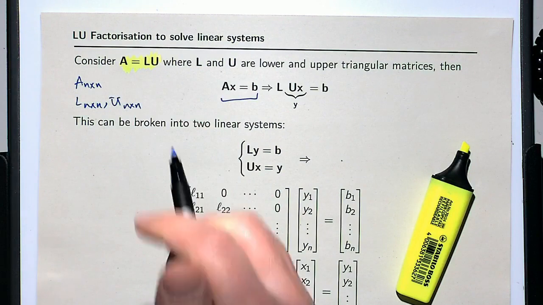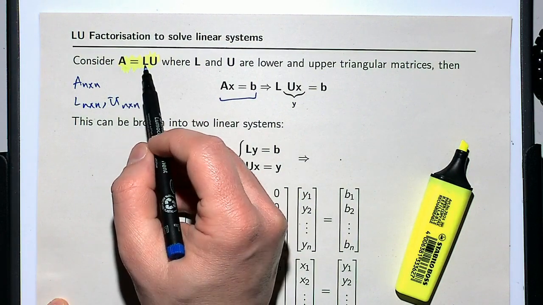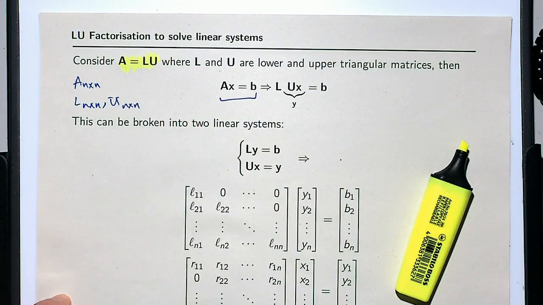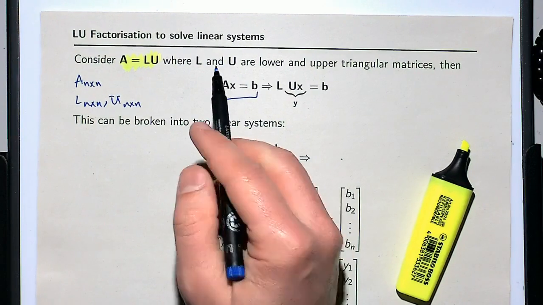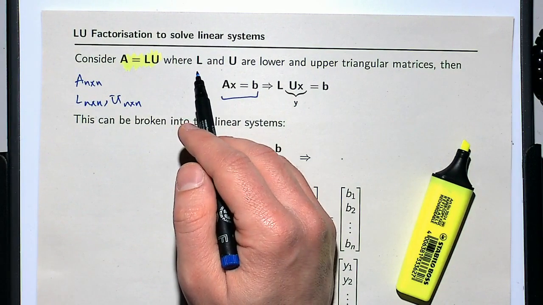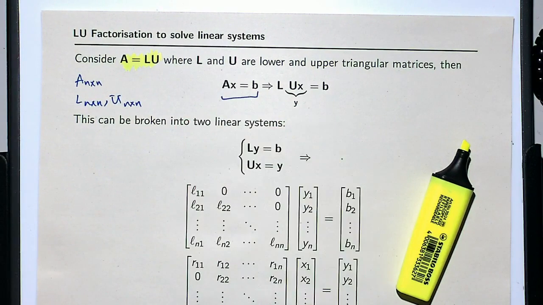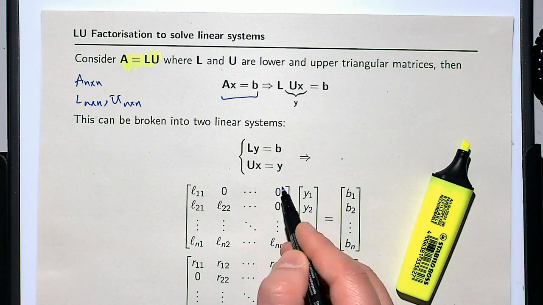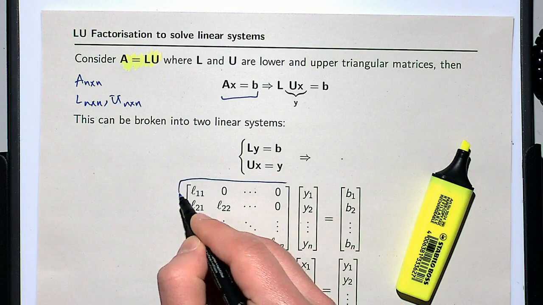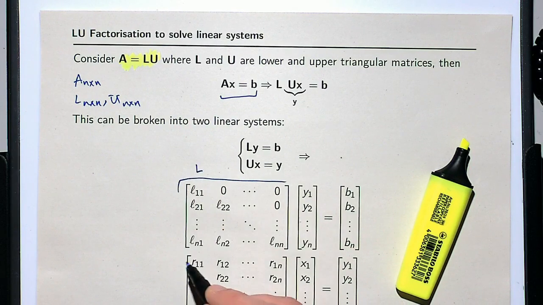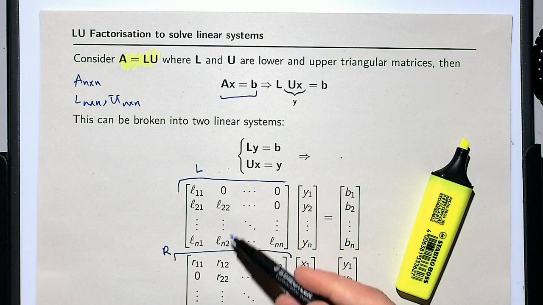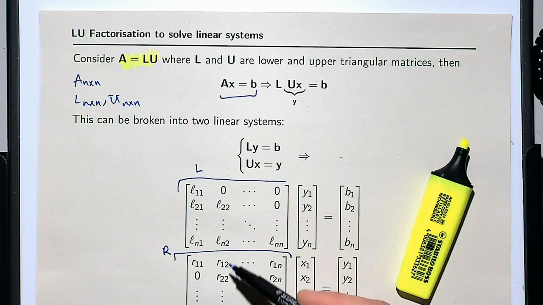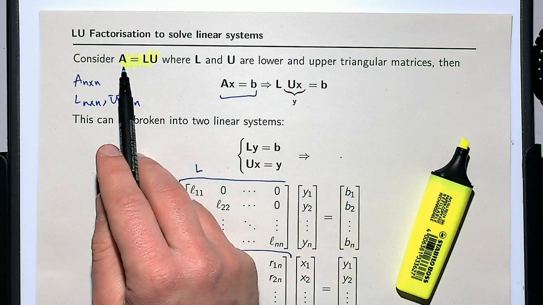So we can decompose A as a multiplication of L by U. And what are L and U? L is a lower triangular matrix, and U is an upper triangular matrix. This is very interesting, isn't it? So this guy is going to be L, and this guy is going to be U, which means that if we multiply these two, we can get matrix A.